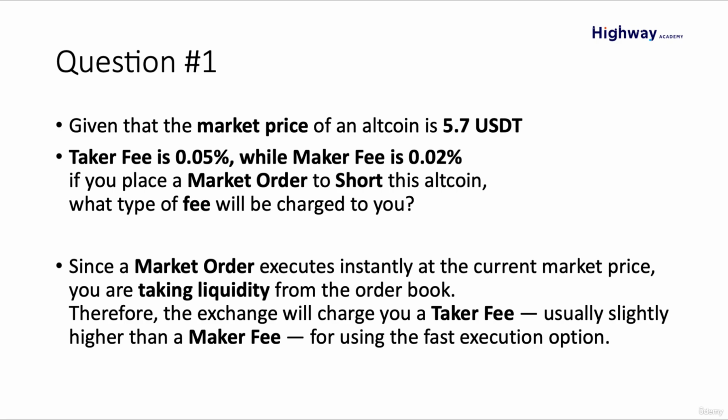Since a market order executes instantly at the current market price, you are taking liquidity from the order book. That means you're skipping the queue, just like buying a fast pass to get in right away. Therefore, the exchange will charge you a taker fee, which is usually slightly higher than the maker fee, because you're paying for speed and instant execution.